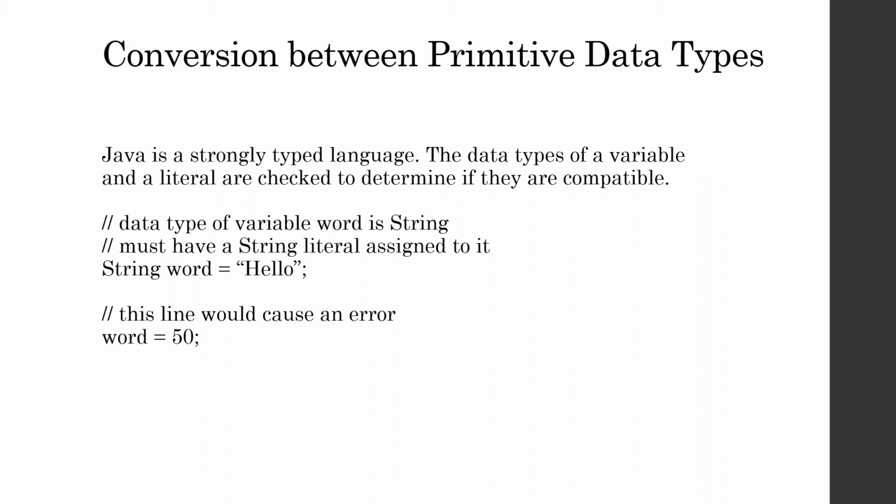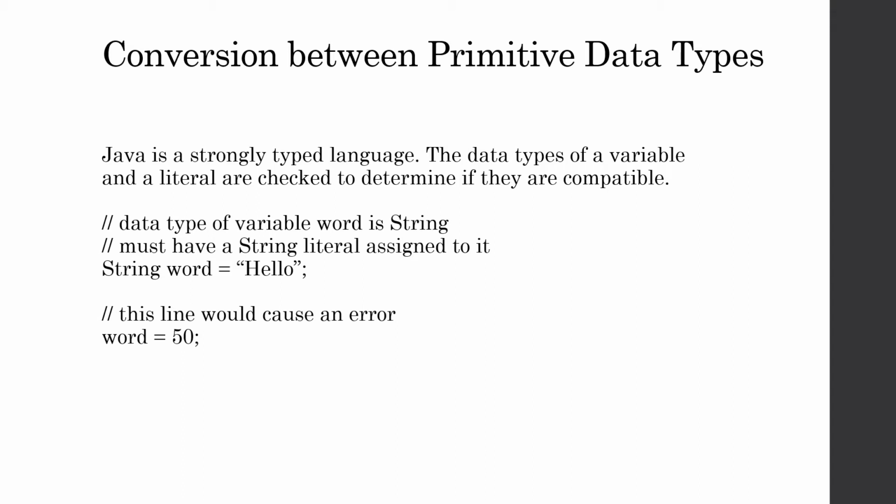So we'll take this example that we have right here. The data type of the variable word is going to be string, so that means that a string literal needs to be assigned to it. We can see the example here. We've got our string word, and we're going to assign the literal string hello to it. This is perfectly fine. These two things will be compatible with each other.